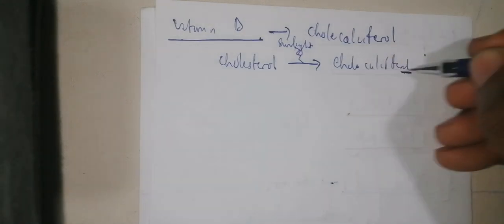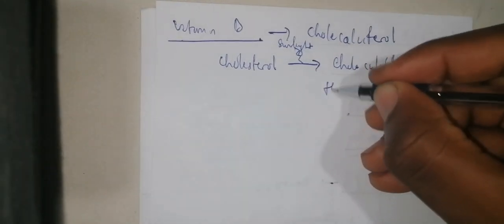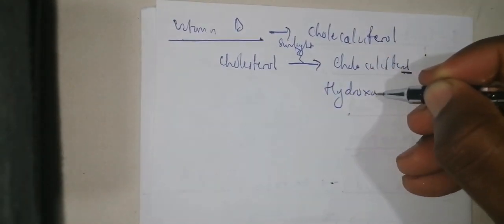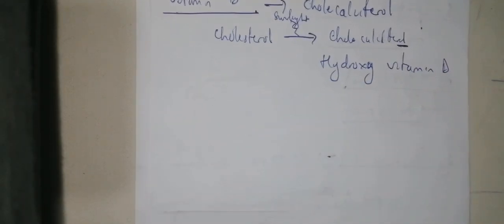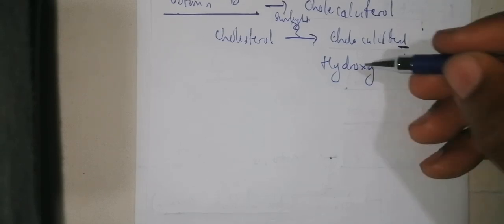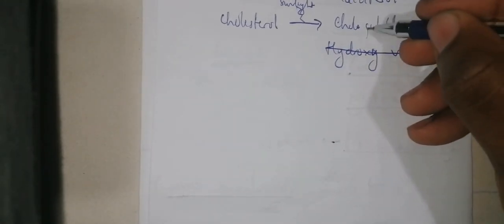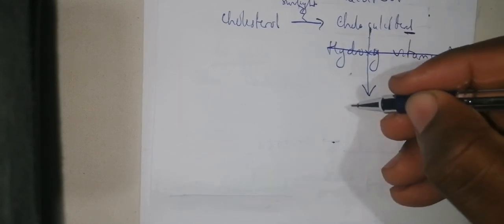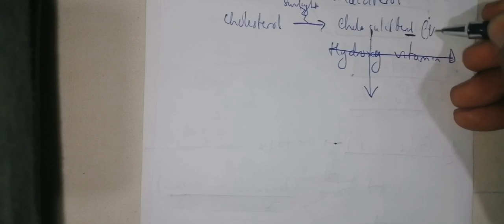Is it clear? This cholecalciferol is also called hydroxy vitamin D. Is it clear? So it's also called hydroxycalciferol, or just calciferol. Is it clear? Now after cholecalciferol, it is going to move to the next level. So this cholecalciferol is also called just vitamin D1.